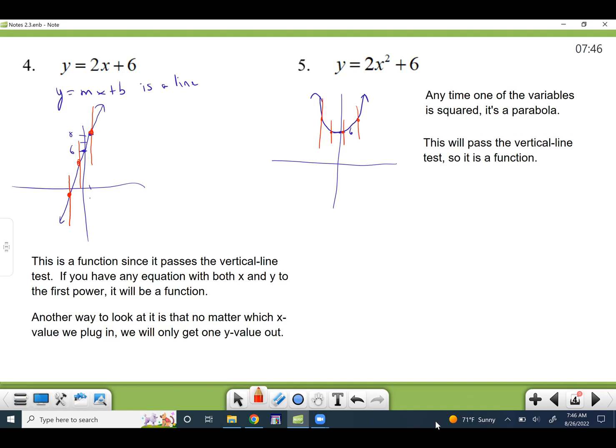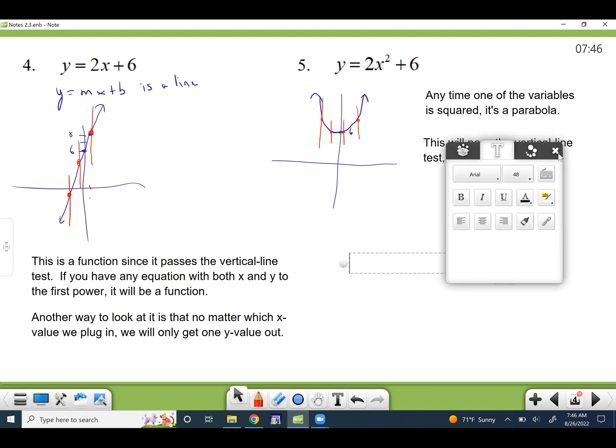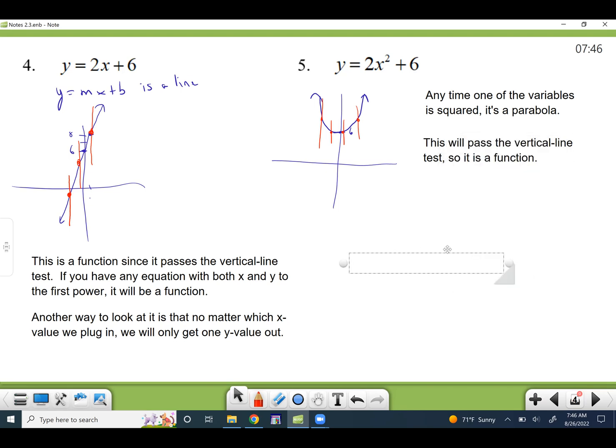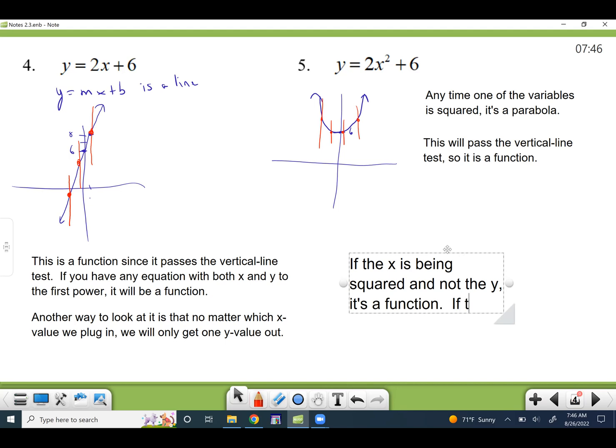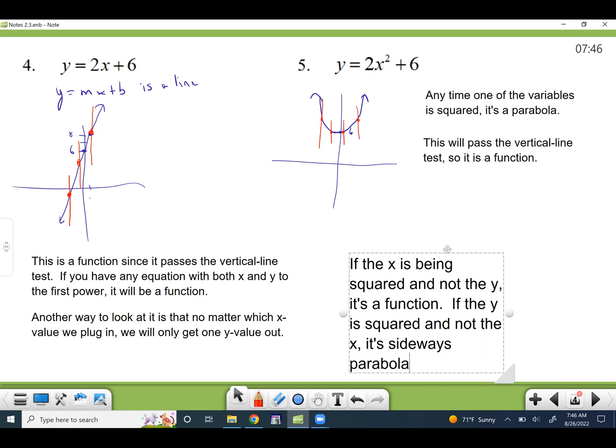Now I do want to say that note, just because one of the variables is squared doesn't mean it'll always be a function. Okay, so if the x is being squared and not the y, the y is being squared and not the x, it's a sideways parabola. So it won't pass the vertical line test.